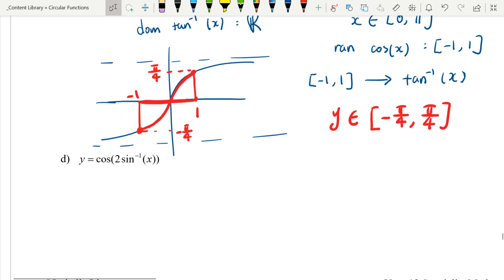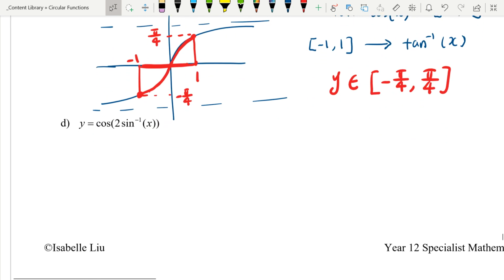Okay. Let's think about the next one. First of all, let's think about what's the range for 2 sine inverse x. What's the range for sine inverse? Negative pi on 2 to pi on 2, and times that by 2, negative pi to pi.